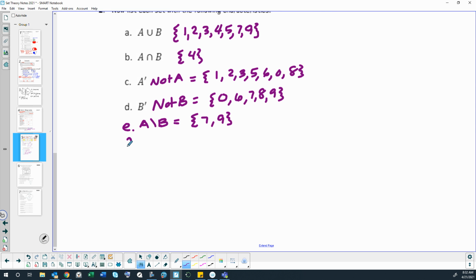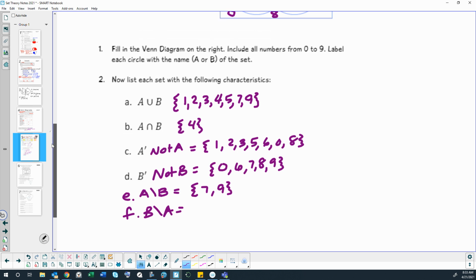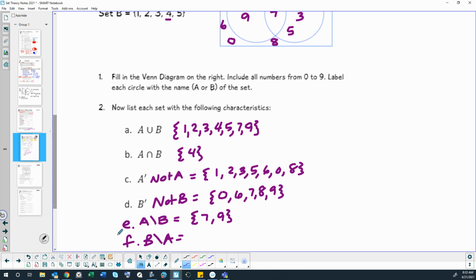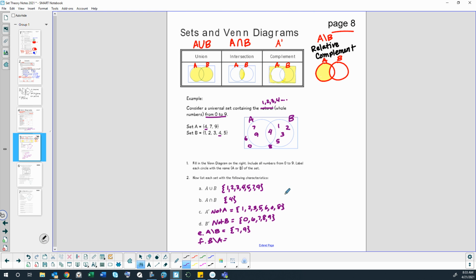Let's switch that a little bit and do the relative complement of B to A. So that would be just the numbers that are in B. Let me extend this so we can see the whole page a little better. Just the numbers that are in B, but not the number that's in A. So we would include the 1, 2, 3, and 5, but not the 4. 1, 2, 3, 5. So there's, again, another example of that relative complement that you're going to see on the Khan Academy assignment.